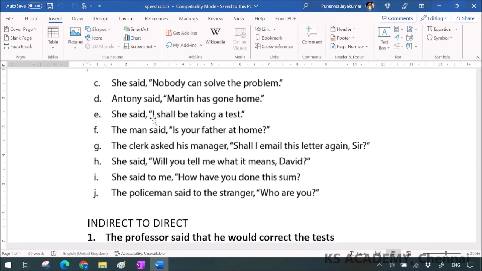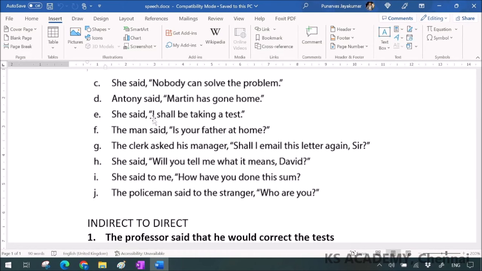She said, will you tell me what it means, David? She asked David if he would tell her what that meant, not it. It will become that. I repeat, she asked David if he would tell her what that meant. Means will become meant.